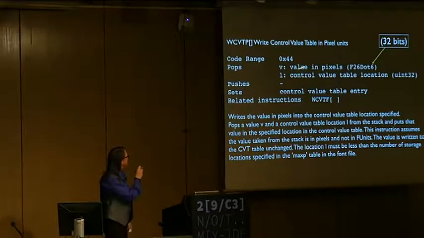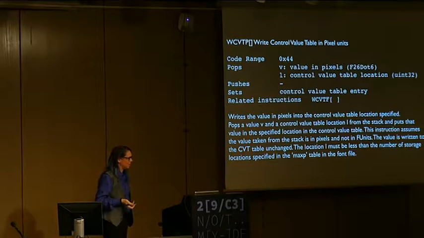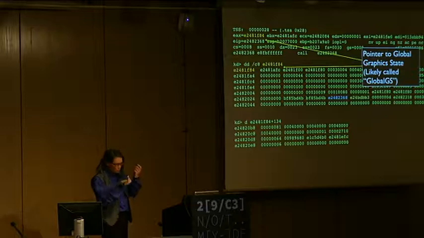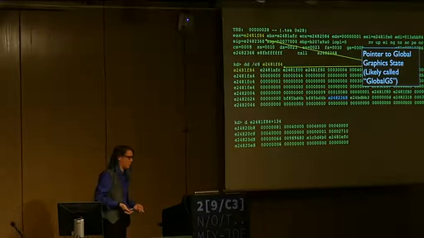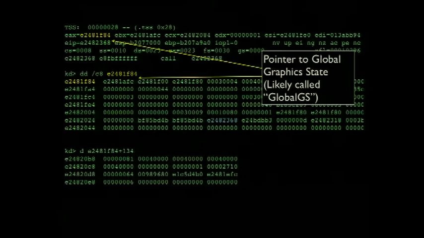So I was saying, this is the funny floating point thing right here, which is actually 32 bits in reality. But if you're actually trying to draw a font, it'll be this floating point thing. And so this is the global graphic state.